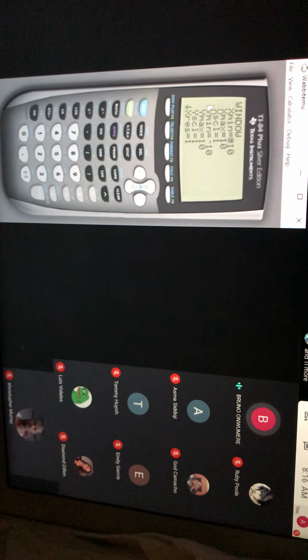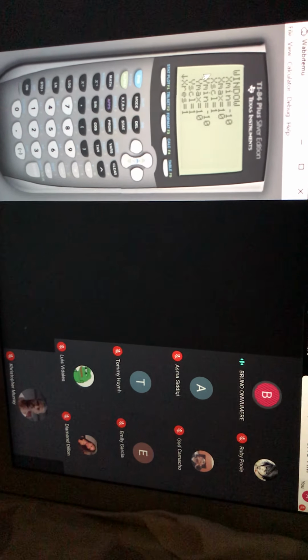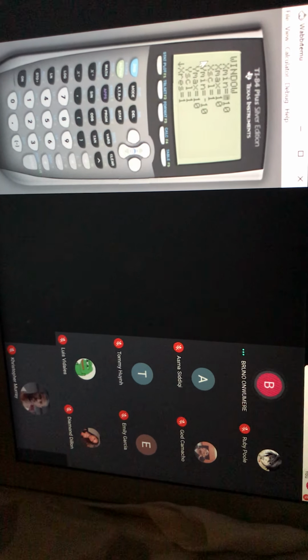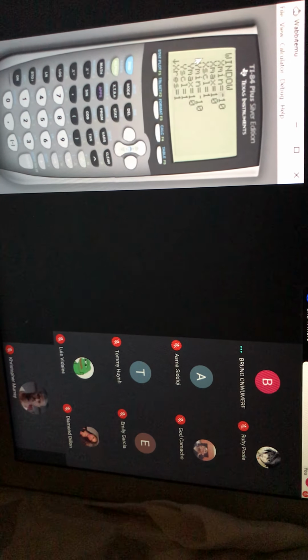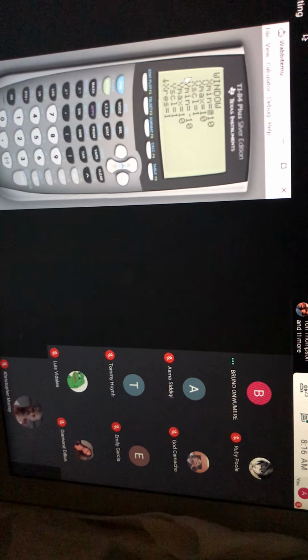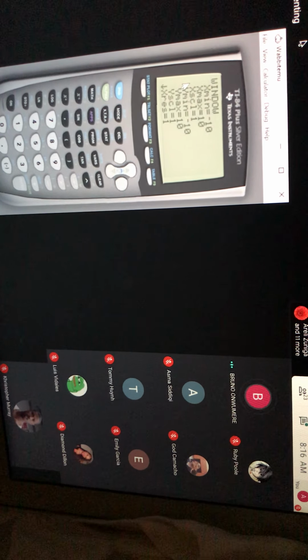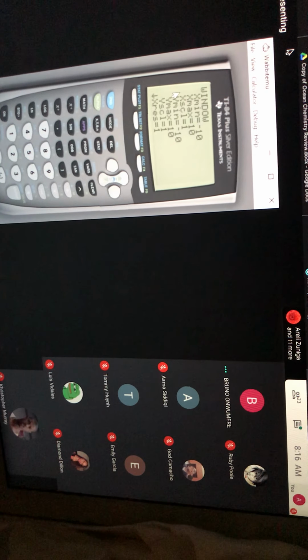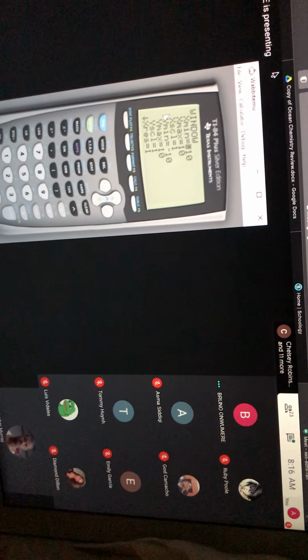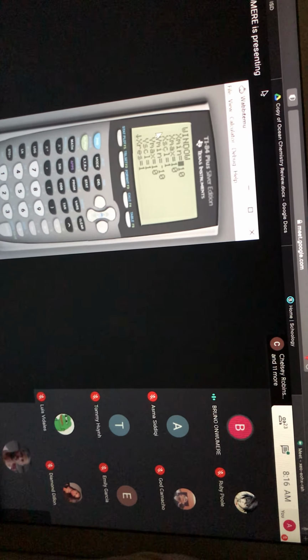Now you go to Y. The minimum Y, let's make it 0. Maximum Y, make it 45. The increase can be 1, doesn't matter. The Y scale may be 1, doesn't matter.